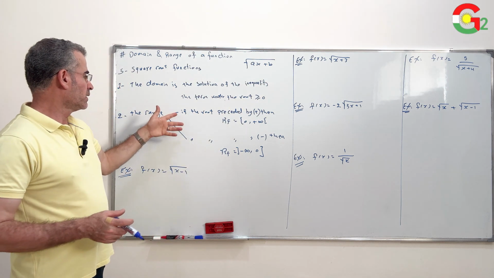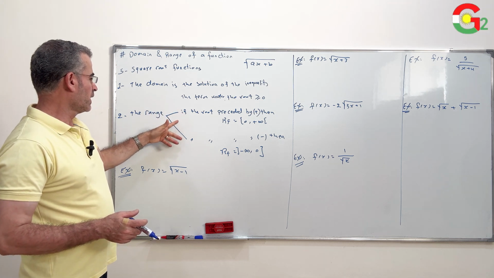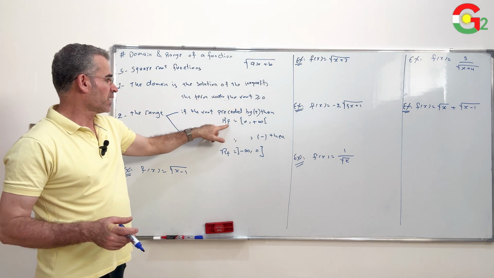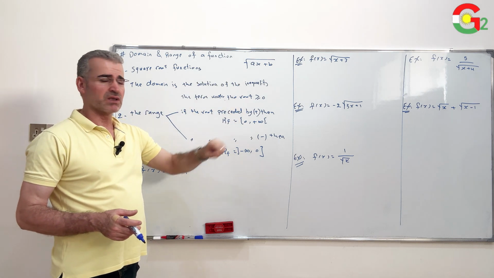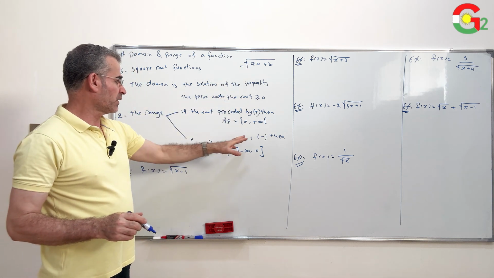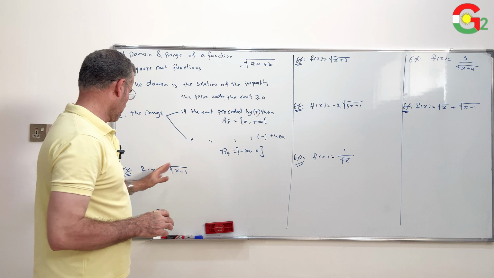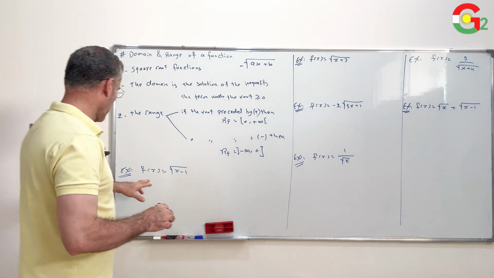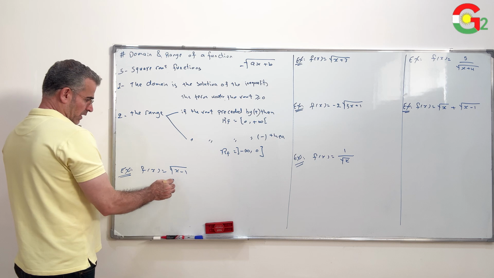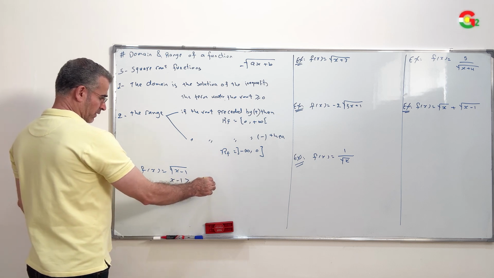The range is separated into two cases. If the root is preceded by a positive sign, then the range is from 0 to positive infinity. If the root is preceded by a negative sign, then the range is from negative infinity to 0. Let us solve an example. Find the domain and range of this function. I set x minus 1 greater than or equal to 0 and solve it to find x.